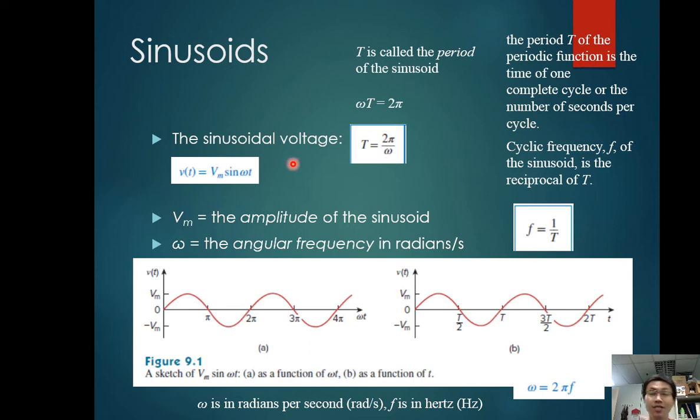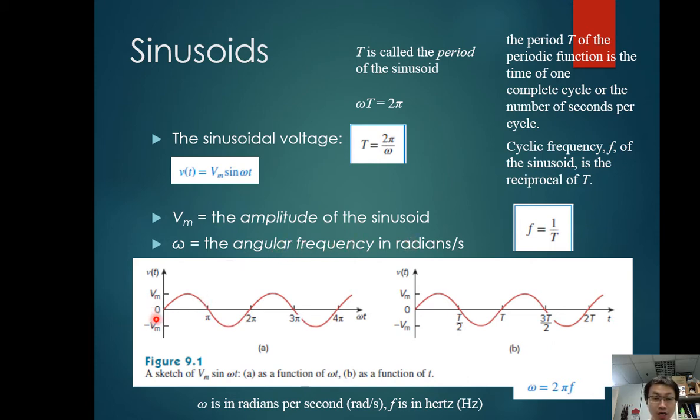So first of all, the sinusoid. What is that? Let's take an example. The sinusoidal voltage v(t) equals Vm sine omega t. Vm is the amplitude of the sinusoid, meaning the peak from here to Vm. This is the peak amplitude. And omega is the angular frequency in radians.